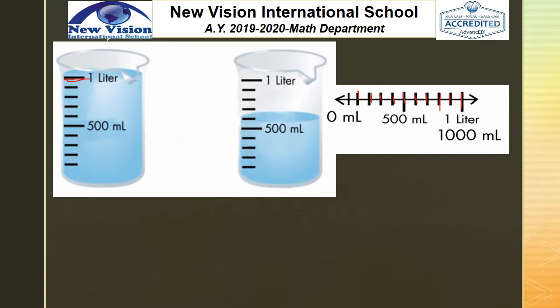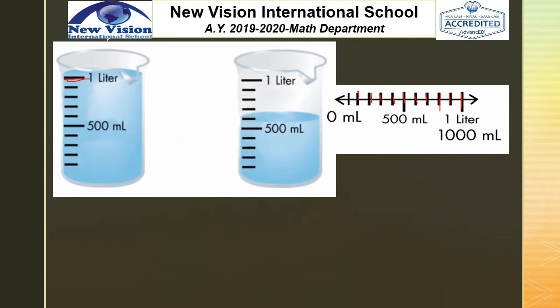So as you can see, you have here 1, 2, 3, 4, 5, 6, 7, 8, 9, 10. Okay, again, every tick mark represents 100 milliliters. So that's 100, 200, 300, 400, 500, 600, 700, 800, 900, 1,000 milliliters is equal to 1 liter. Okay, on the first beaker, we can see that the capacity is 1 liter because the top of the liquid is at the 1 liter mark. Can you see this one?